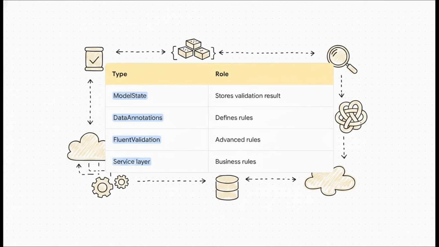This table really illustrates that separation of concerns perfectly. See, ModelState's job is simply to store the result of the input validation. The rules themselves, well, they're defined using tools like data annotations or maybe more advanced libraries like FluentValidation. But those complex business rules that might need a database call, they belong firmly in your service layer. It's all about using the right tool for the right job.